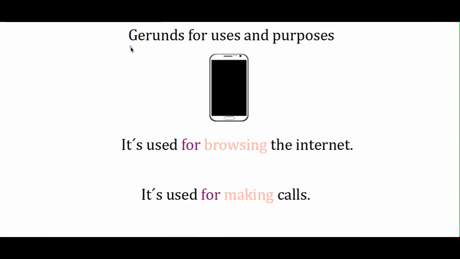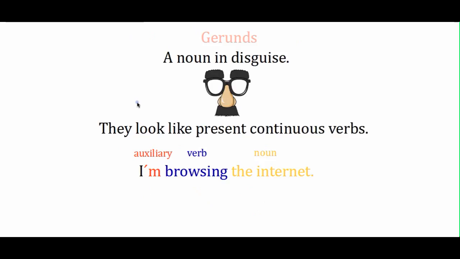As well as this, we recently looked at gerunds, and we can also use gerunds for uses and purposes. So this time, it, the cell phone, it's used for browsing the internet, or it's used for making calls. So instead of the infinitive, you can use for plus gerund. It's used for browsing the internet. It's used for making calls.